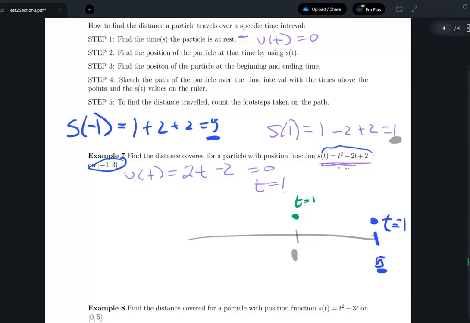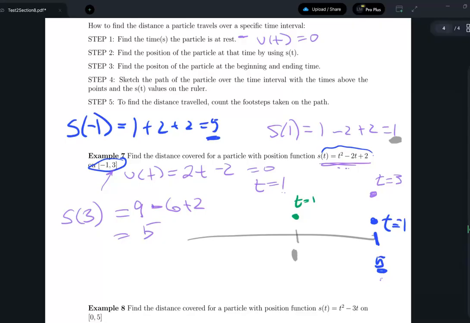The last thing I need to do is find out where it's at time 3. So plug 3 into the original function. 9 minus 6 plus 2. So I get 5. Okay, so that means, oh, that same number 5. So it looks like it's right there. I'm just leaving space in between so I can see where it's at.